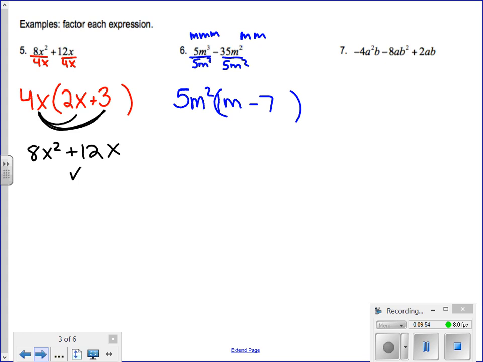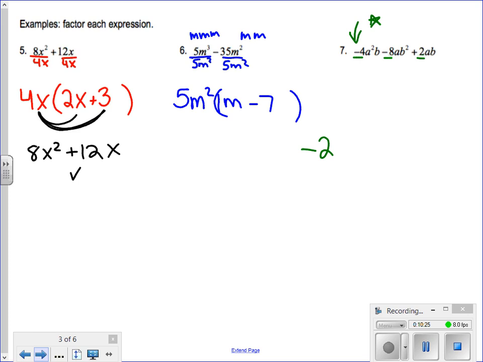All right, this one looks awfully long and confusing, but it's not so bad. The first thing you need to do when you're looking for a GCF is examine the numbers, -4, -8, and 2. Now, they all have a 2 in common, so 2 is part of my GCF. However, because this problem starts with a negative sign, I'm going to make my GCF negative. So really, anytime the first term of a polynomial is negative, you want your GCF to be negative.